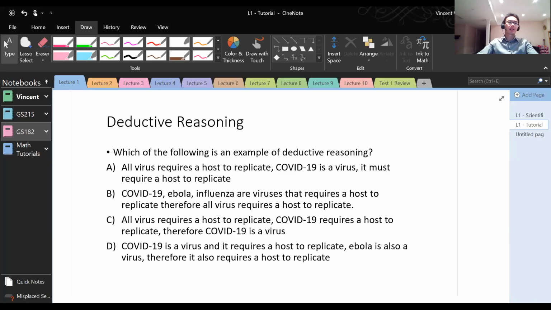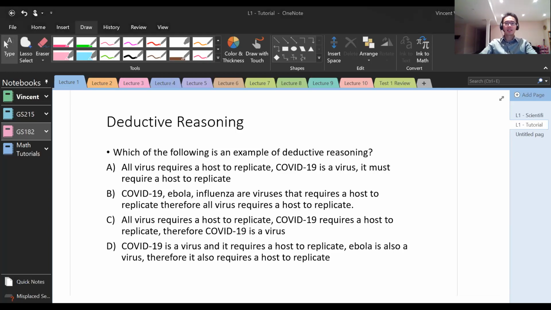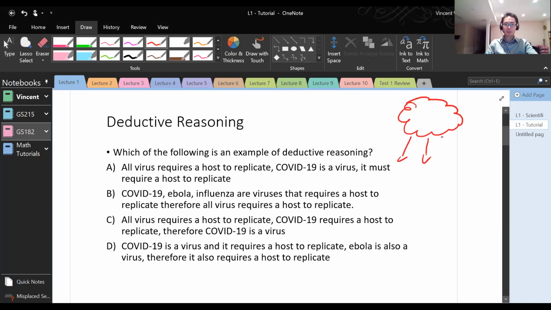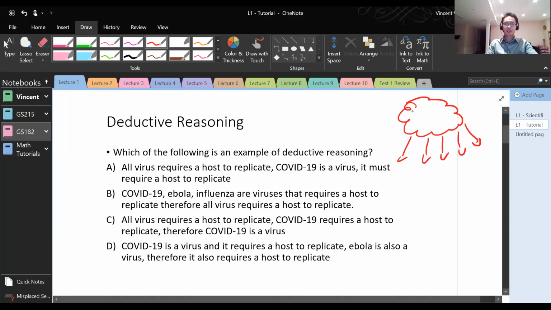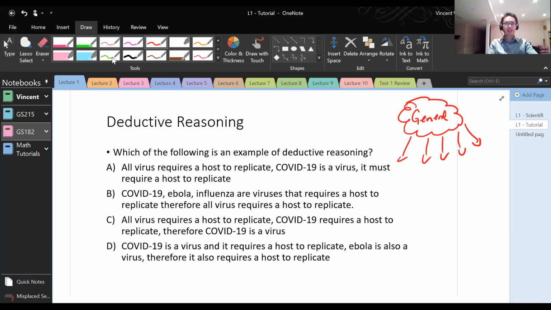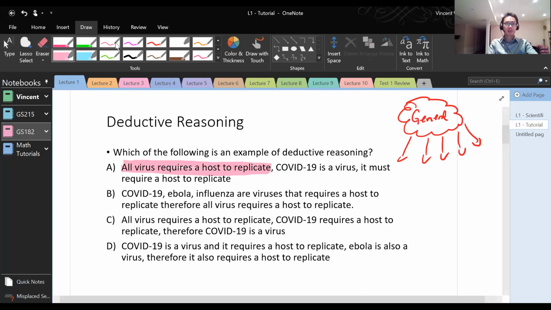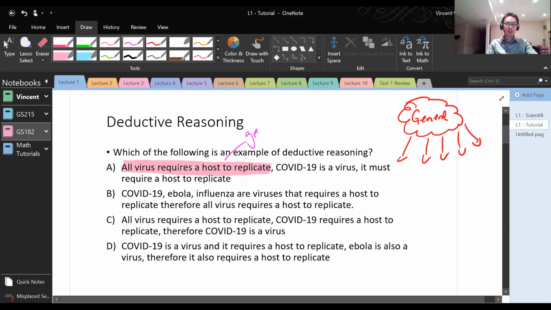Deductive reasoning. Okay, so what is deduction again? Deduction is you start with a general statement, and then you go to specific. You start with general to specific. So let's take a look at what these things are saying. First one, all viruses require a host to replicate. That sounds like a general statement, so that could be the answer.